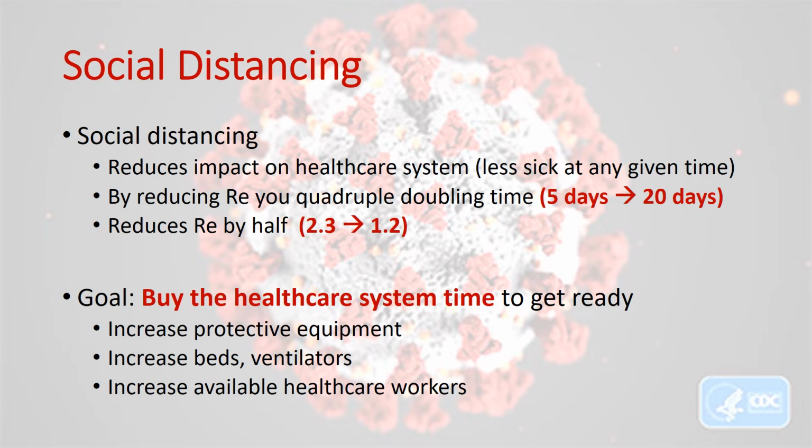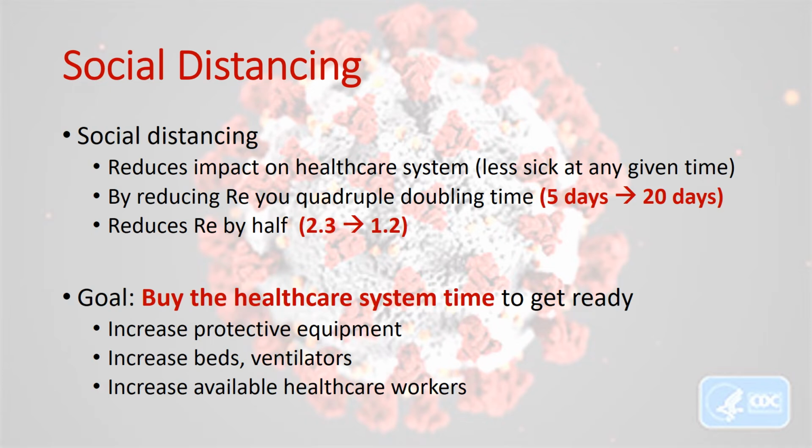So to summarize, social distancing does not reduce the total number of infected persons. It reduces the impact on the healthcare system by slowing the rate of transmission and increasing the doubling time. Current estimates for doubling time are roughly 5 days. Effective social distancing can increase the doubling time to 20 days.